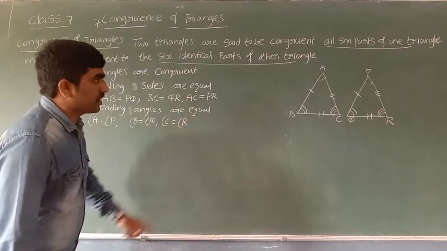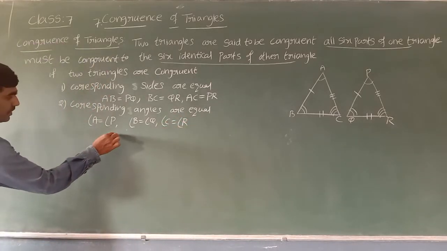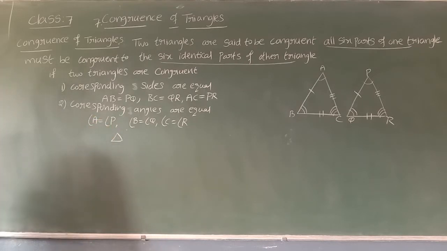So if two triangles are congruent, how can we express it in symbolic form? See, writing the symbolic form is also very important. We need to write in the correct order.